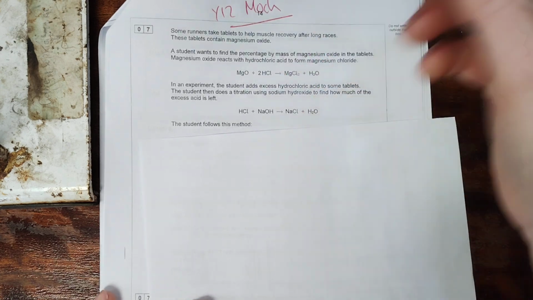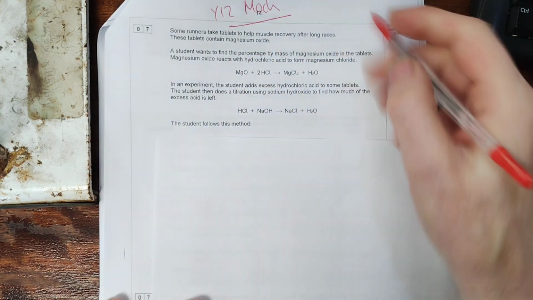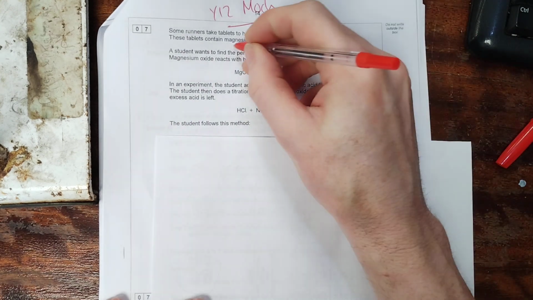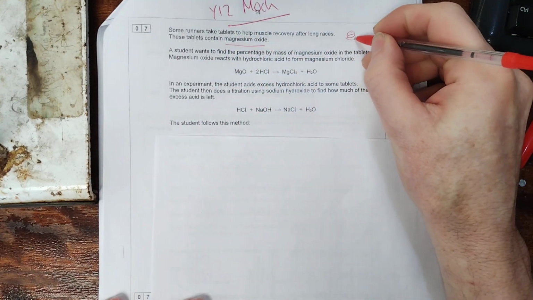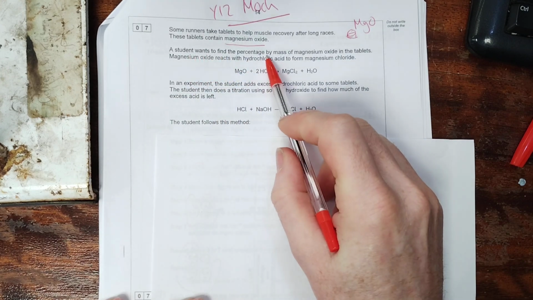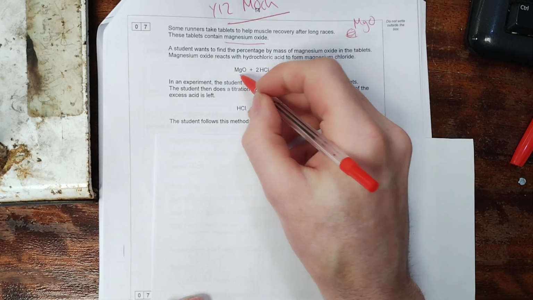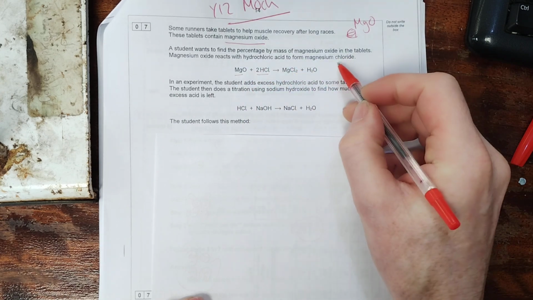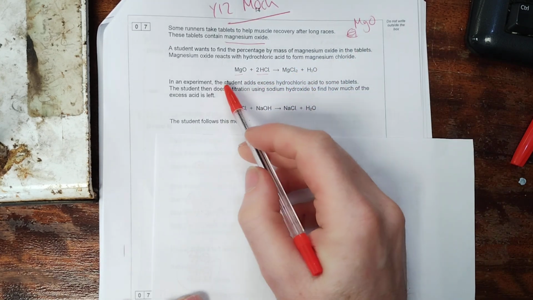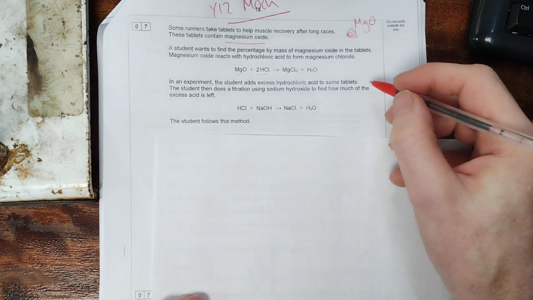Right, so the first calculation you got was this question. It was a back titration. Some runners take tablets to help muscle recovery after long races. So we've got these tablets with magnesium oxide, MgO. A student wants to find out the percentage by mass of magnesium oxide in the tablets. Magnesium oxide reacts with hydrochloric acid to form magnesium chloride. In this experiment, the student adds excess hydrochloric acid to some tablets.